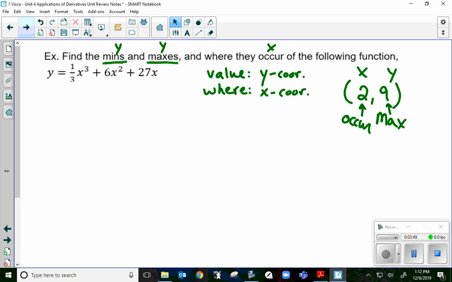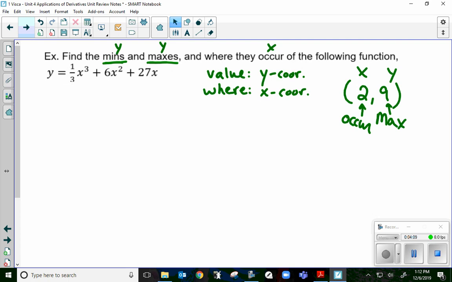A lot of the times they'll ask you, what is the min or what is the max? That means you need the y value. Sometimes a question will say, find where the mins and maxes occur. They don't want to know what the value is, they just want to know where they occur. That means you only need the x value. In this problem, they're asking us for both pieces of information.